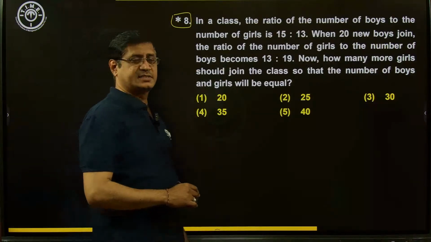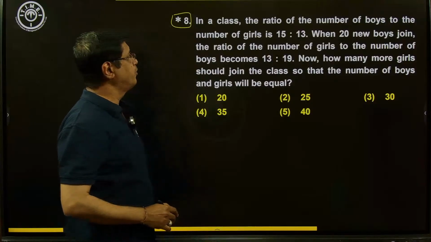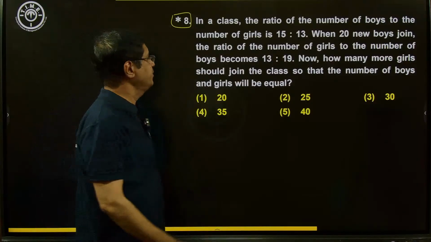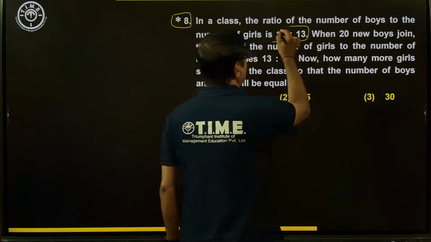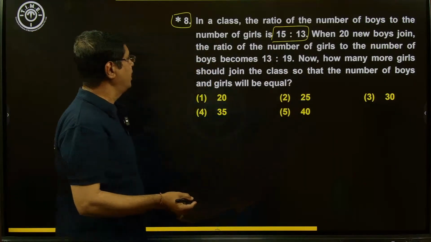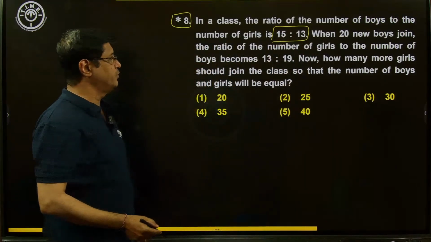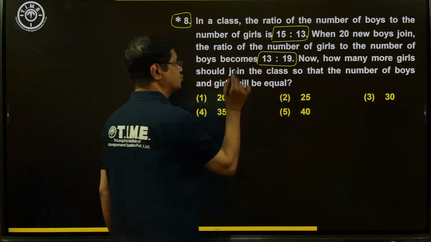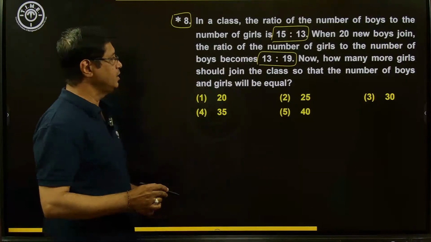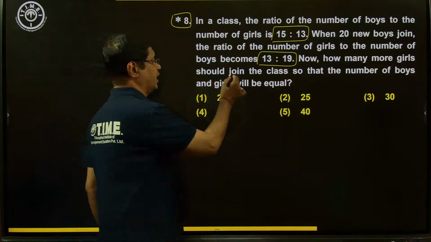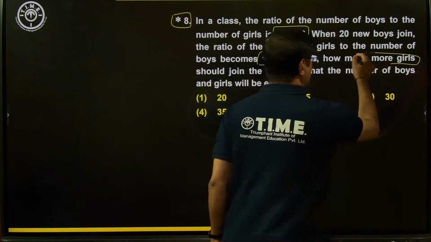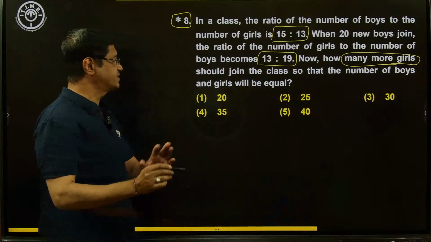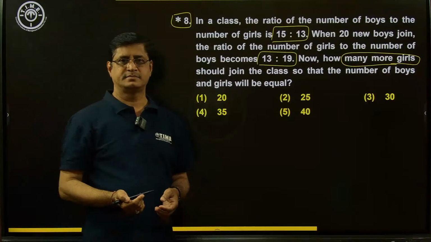In a class, the ratio of the number of boys to the number of girls is 15:13. When 20 new boys join, the ratio of the number of girls to the number of boys becomes 13:19. Now, how many more girls should join the class so that the number of boys and girls will be equal? Let's check.